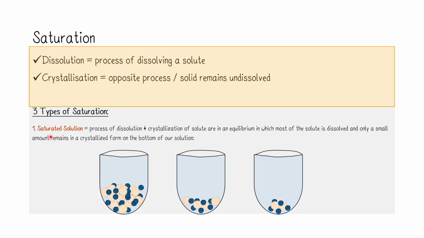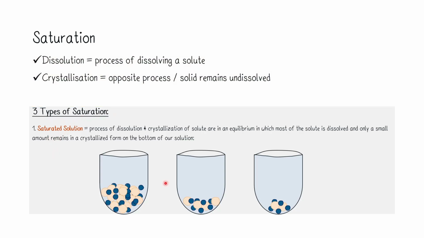First one would be the saturated solution. In a saturated solution, we have this state where we have almost the perfect amount of water molecules, in our example, for our salt. So there is enough water to dissolve all of our solute particles. And this is what we call a saturated solution. And in a saturated solution, we have some sort of equilibrium within our crystallization and dissolution, and only a very small amount of our crystalline salt will stay at the bottom of a solution, because we have almost the perfect amount of water for our crystalline structure, our solute, our salt here.